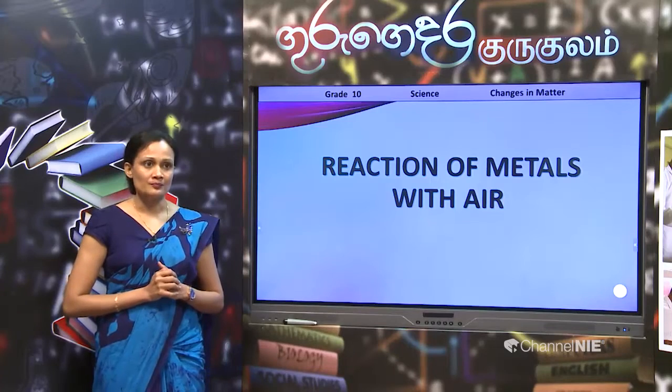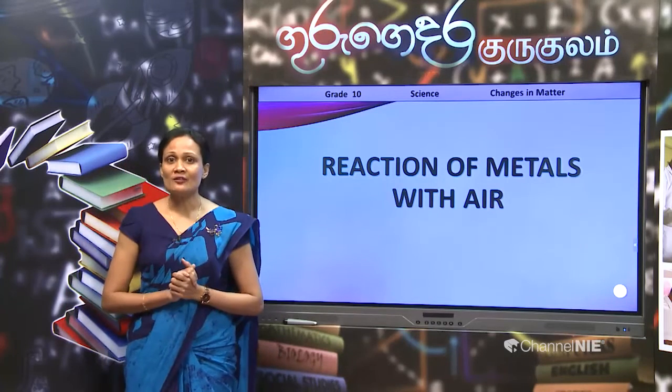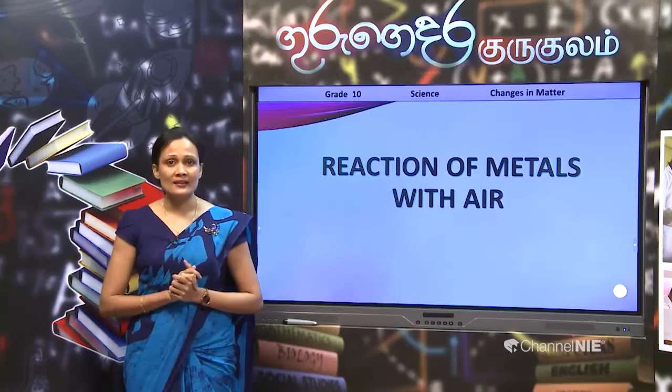reactivity of metals, here we are going to discuss how metals react with air, how metals react with water, and how metals react with dilute acid. First of all, I would like to discuss how metals react with air. To observe that, there is a certain thing that I need to show you. Think about sodium metal. We know sodium is stored in liquid paraffin or kerosene.